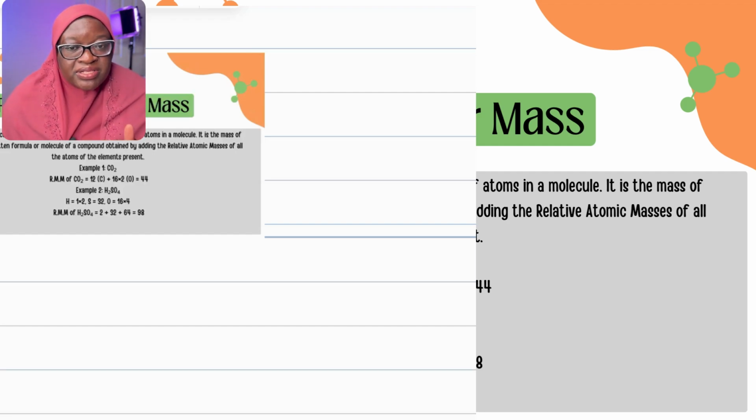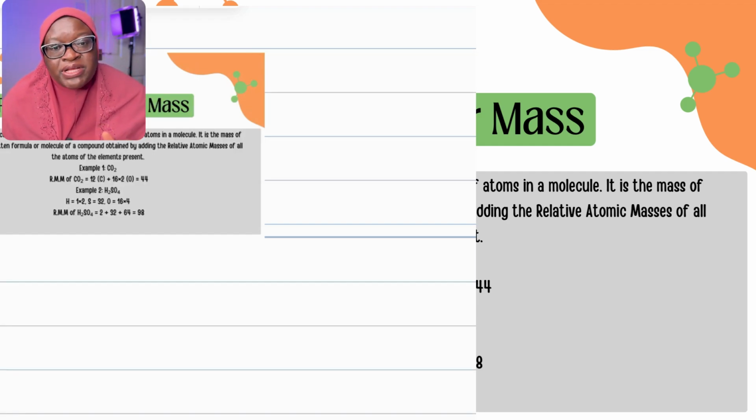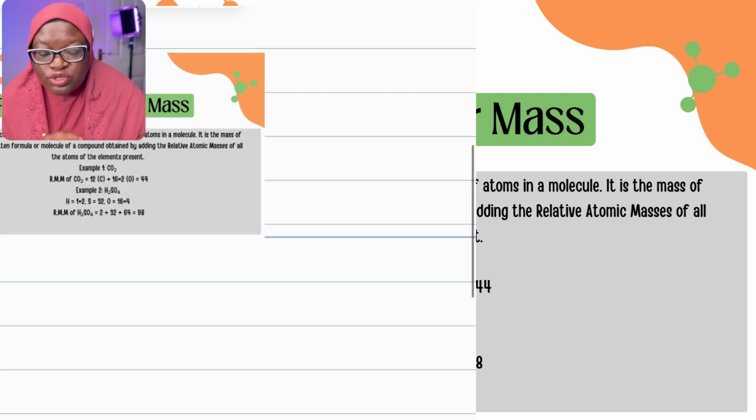When atoms combine together, we've learned in the past that they combine to form molecules with themselves or with other atoms. So when we have a molecule, another parameter that relates to a molecule is the relative molecular mass. And the relative molecular mass is very simple. It is just the sum of the relative atomic masses of all the atoms in that molecule. So let's take an example. The relative molecular mass is gotten by adding together all the relative atomic masses.